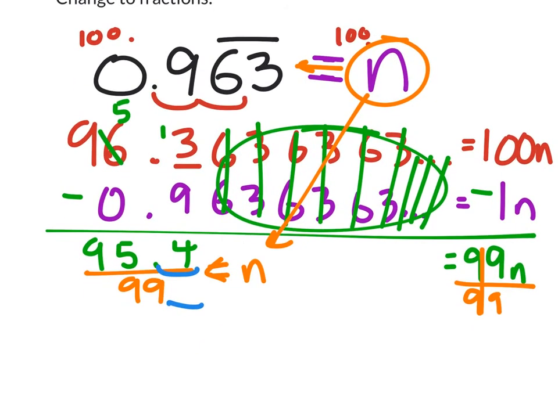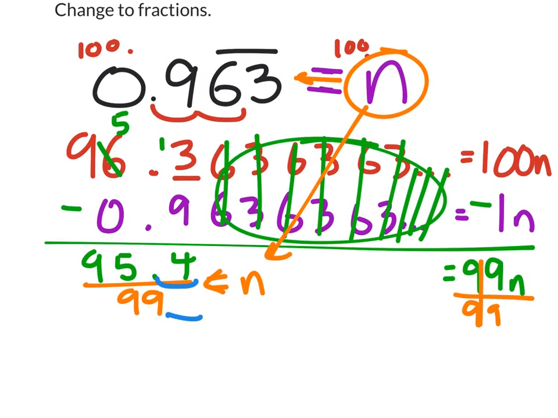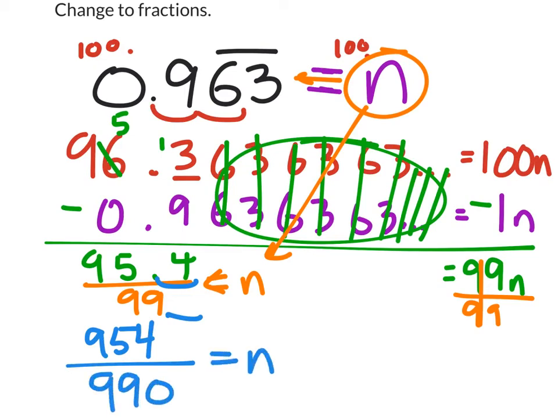And I need more space for this one. But then it becomes 954 over 990. Remember, that's n. Remember what n is? N is this decimal. So now we're showing that the decimal as a fraction is this garbage.